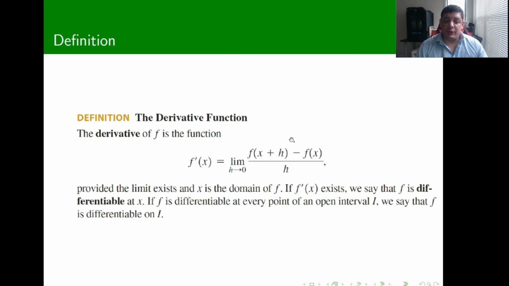So now we define the derivative function as the limit when h goes to 0 of f of x plus h minus f of x over h, provided that the limit exists. And of course, at every single point, we check that the limit exists before saying that the derivative exists at that point. If the derivative exists, then we say that the function is differentiable. And if it's differentiable at every point of an open interval I, we can say that f is differentiable on I.